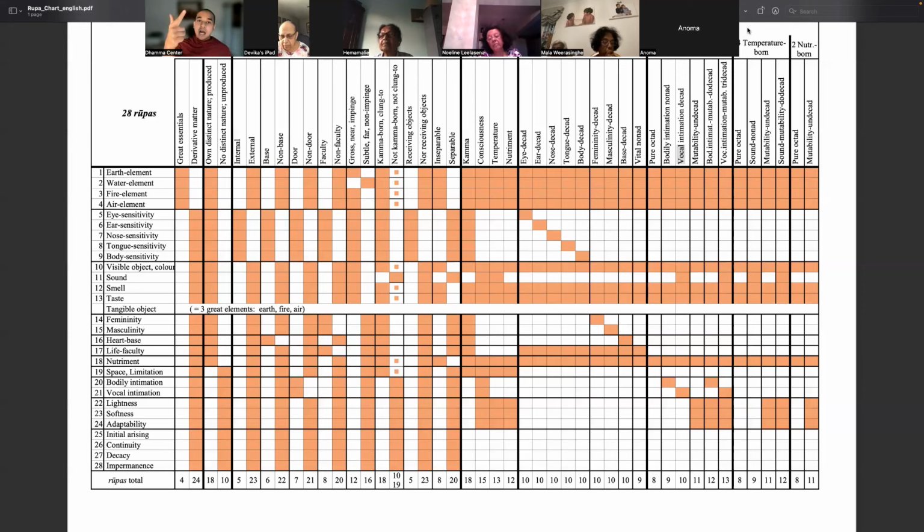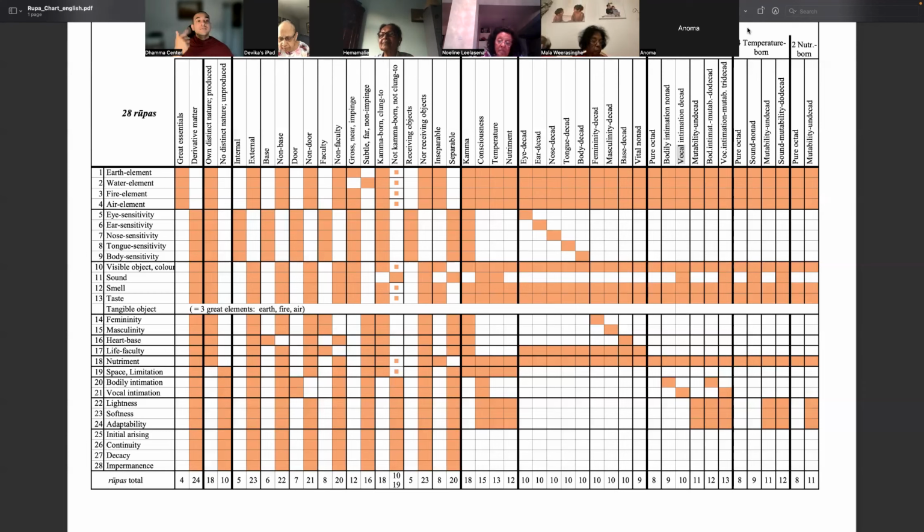So Patavi, Apo, Tejo, Vayo, Vanna, Shabda, Gandha, Rasa, Oja, Vachi Vinyati, Lahuta, Muduta, Kammanyata. 13. Does that make sense, everyone? Bhante, can you count that? The first 4, the second 4. Can you go on from there to get the 13? Can you just repeat that, please?